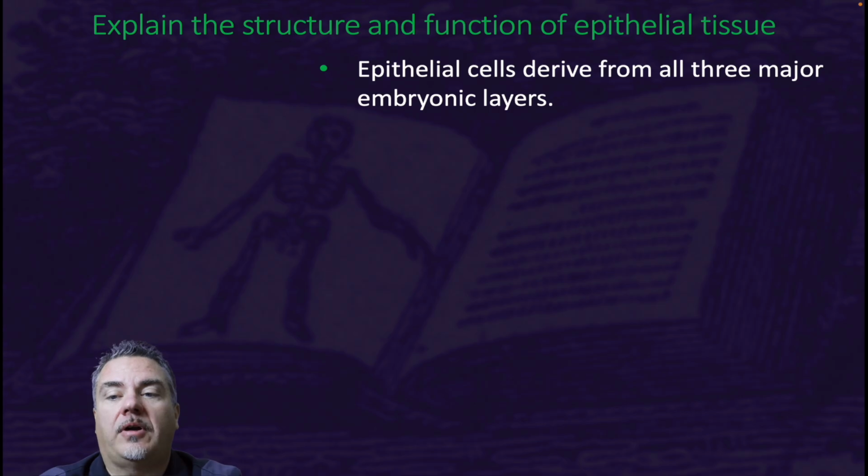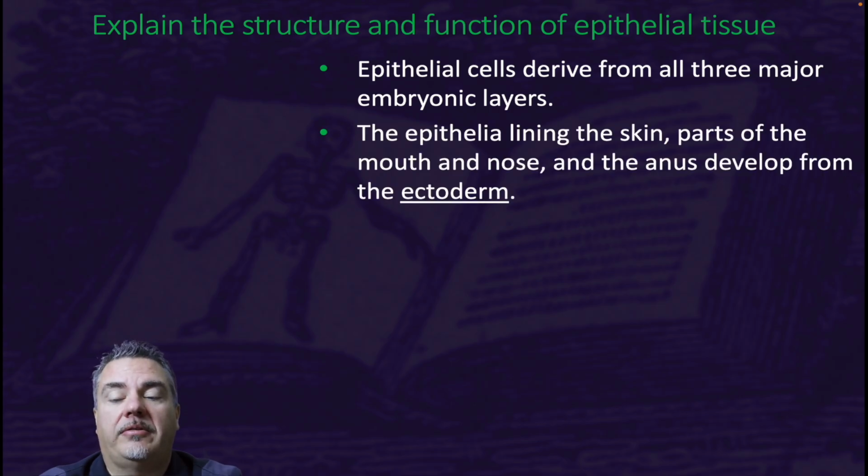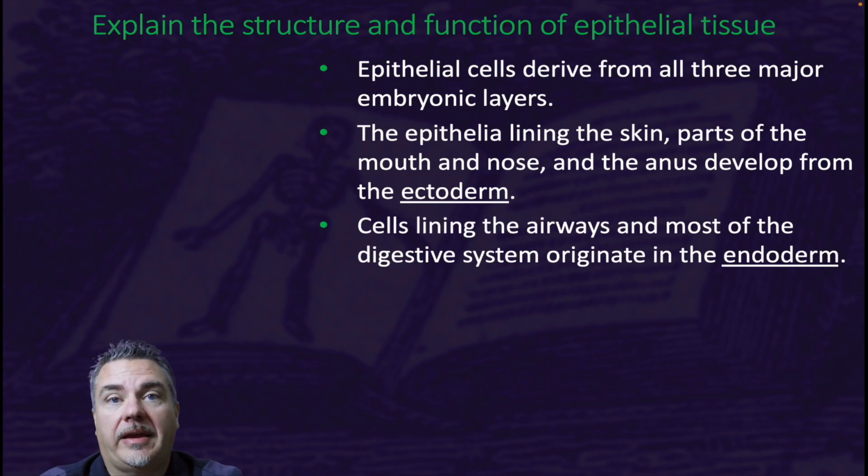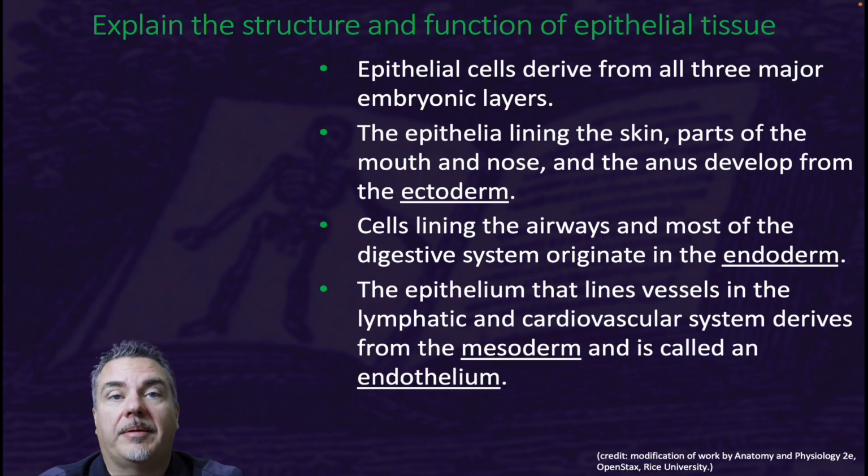Epithelial cells derive from all three major embryonic layers. The epithelia lining the skin, parts of the mouth and nose, and the anus develops from the ectoderm. Cells lining the airways and most of the digestive system originate in the endoderm. The epithelium that lines vessels in the lymphatic and cardiovascular system derives from the mesoderm and is called an endothelium.